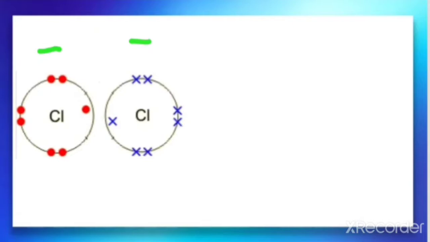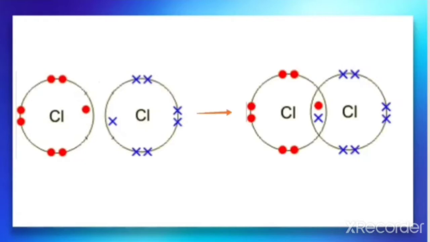In order to get stable, each chlorine atom requires one more electron. So what will they do? They will share the electron and form a chlorine molecule. Now you can see the electrons are shared between the two chlorine atoms. That means equal electrons are shared: one electron of this chlorine atom and the other electron of this chlorine atom.